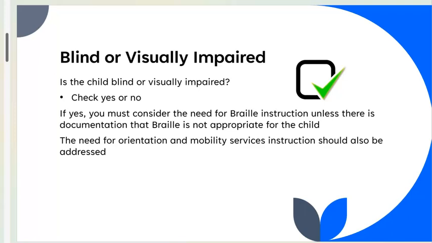The third area is, is the child blind or visually impaired? Again, you would check yes or no. If you check yes, you would need to consider the need for Braille instruction, unless Braille is not appropriate for the child, and you would also need to address orientation and mobility services. There would be a consultant for the blind or visually impaired involved with a child who is blind or visually impaired, so that person would be a support.